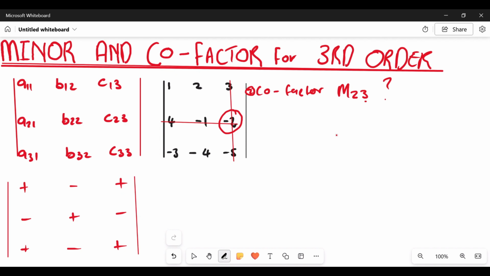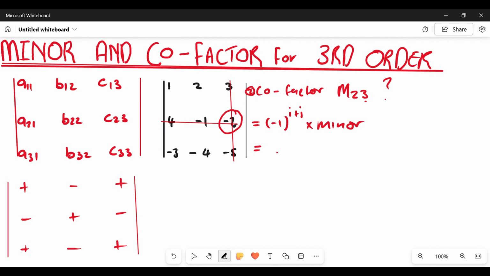Two methods. So we're going to start with the one with the formula, and then we're going to do the other one where we use the cofactor signs. So let's use the one with the formula. Remember, the formula is so simple. It goes like -1 to the power of i plus j multiplied by the minor.